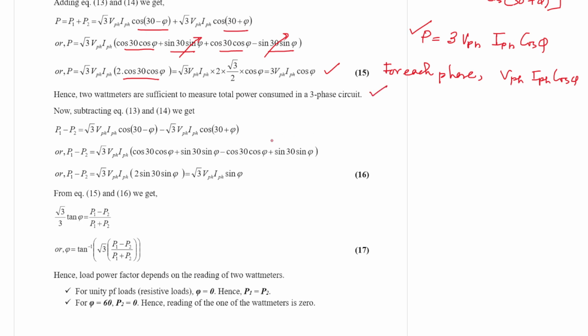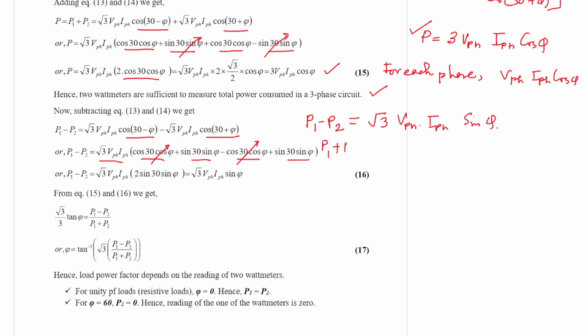Now, if we carry out the derivation further, we have a calculation like P1 minus P2, which will be given by this formula. Again the root 3 V phase I phase term comes outside, and if we break, cos 30 minus phi becomes cos 30 cos phi plus sin 30 sin phi, and then we carry out cos 30 plus phi. If you solve this, the cosine terms will cancel each other, and P1 minus P2 will be equal to 2 sin 30 sin phi root 3 V phase I phase. So if you solve, you will get root 3 V phase into I phase sin phi.